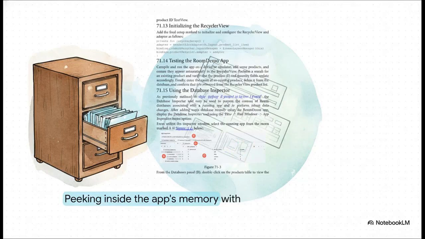And the coolest part? Developers aren't just guessing that the data is being saved correctly. Tools like this database inspector let them literally open up that filing cabinet and peek inside to see exactly what the app has stored. They can check the data, fix problems. It's basically an X-ray for the app's memory.